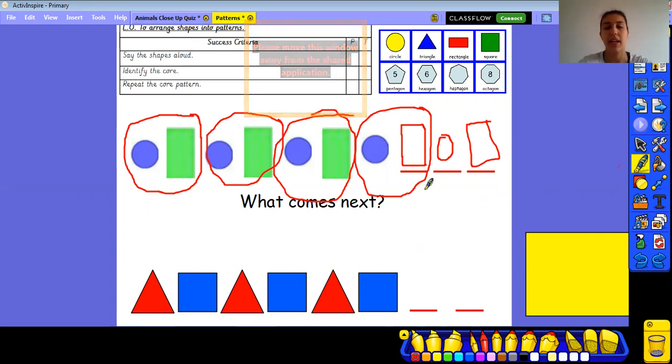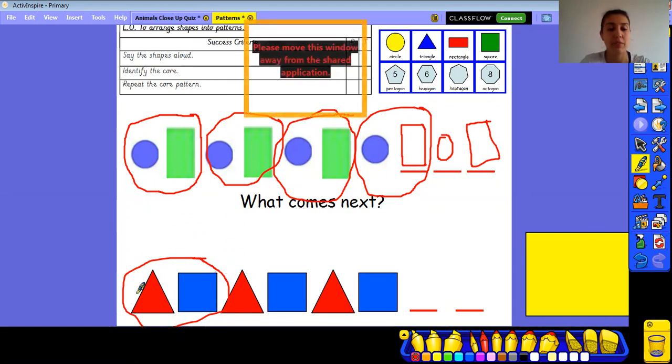Okay, let's have a look then. So let's highlight those first two shapes. I can see that there are only two shapes. There are triangles and there are squares here. So I'm going to circle those two shapes together to see if those are being repeated.